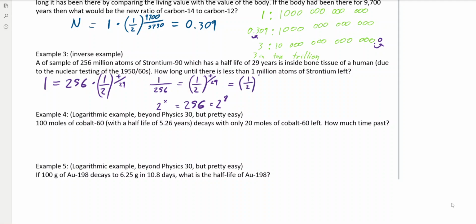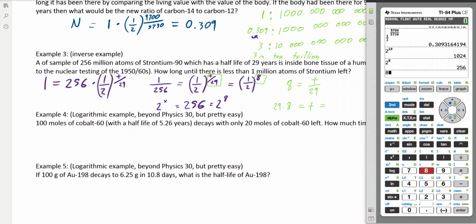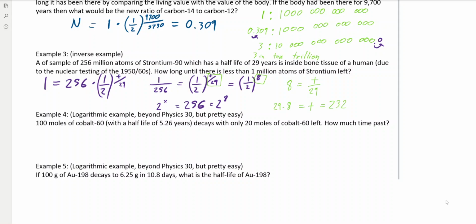So that means this is true, right? And if this is true, then we can take the exponent here and make it equal to the exponent here, because they have to be the same. So 8 equals t over 29. And then we can solve for the time. 29 times 8, which is 232 years.